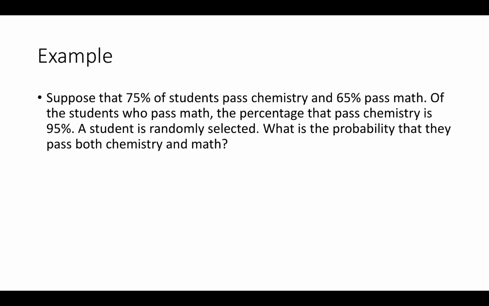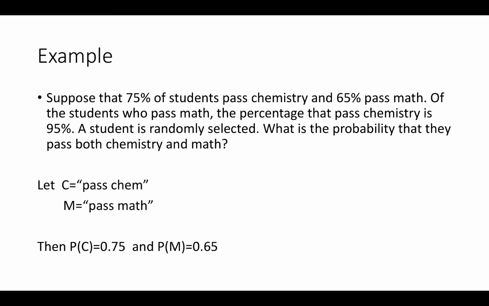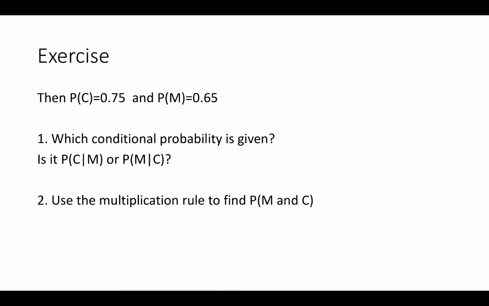The answer is that we're not always given the data in tabular form, so we need to use the multiplication rule. Here's an example. You can pause and read through the problem. Part of the issue is to determine what probabilities are given. It's easy to see that the probabilities of C and M are both given. But there's another probability that's given as well, and it's a conditional probability. You need to determine whether it's the probability of C given M or M given C. That will be part of your pre-class assignment. And then you're going to use the multiplication rule.